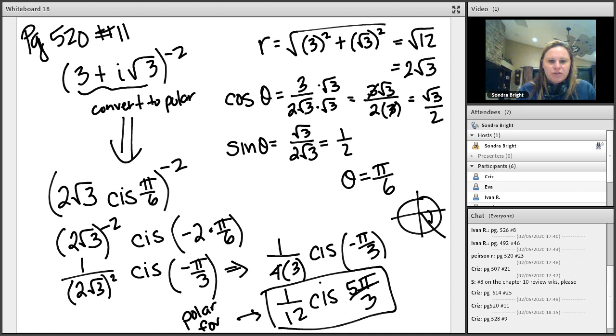And I'm not sure if on this question we let you leave it in polar form or if we make you change it to rectangular form. This thing is really bothering me tonight. It's choking me. So I'm going to go to the next page and convert these to rectangular form. 1 over 12, 5 pi over 3.